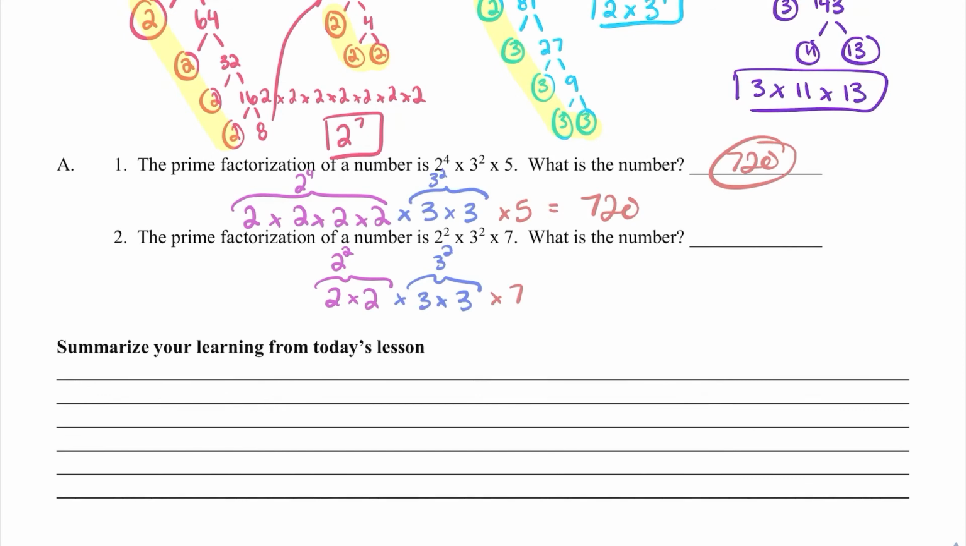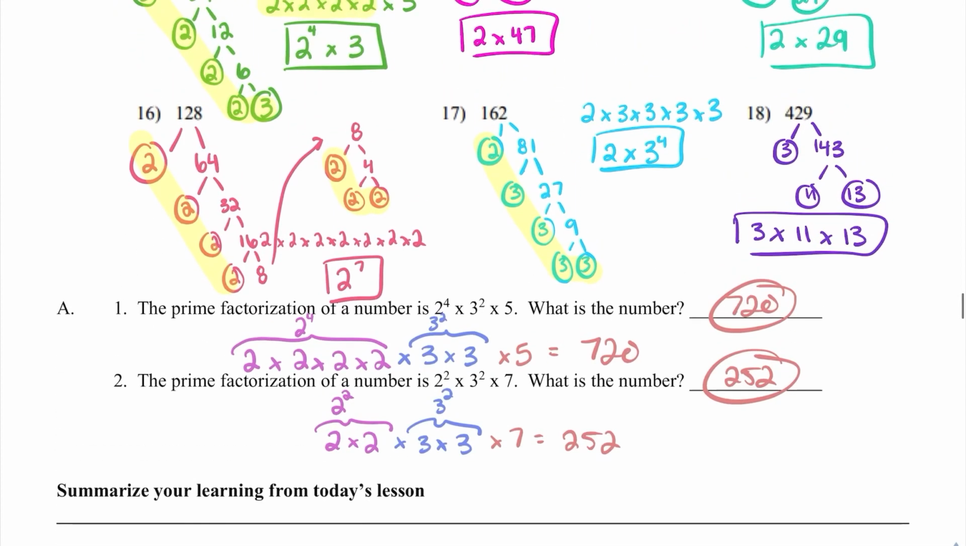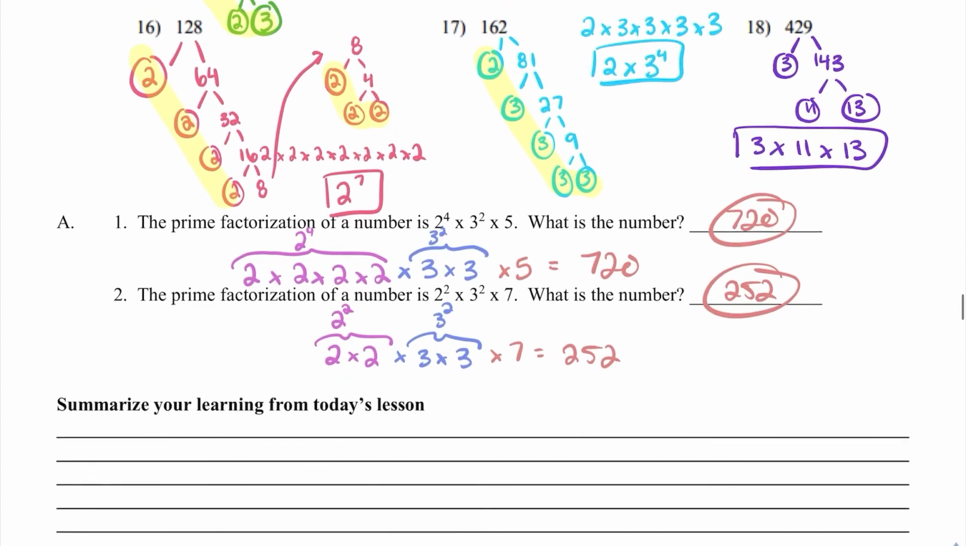So 2 times 2 is 4, times 3 times another 3 is 36. And then 36 times 7 is 252. And there you go.